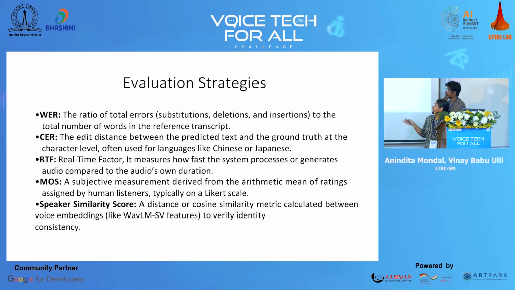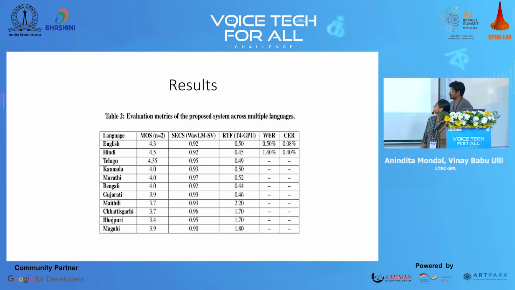So these are our outcomes. For speaker similarity, we used WavLM SV embeddings and computed the cosine similarity. For RTF, we are getting good scores for the first 7. The last 4, the RTF is a bit high, and similar for the MOS score as well. However, it works fine with the speaker embeddings.